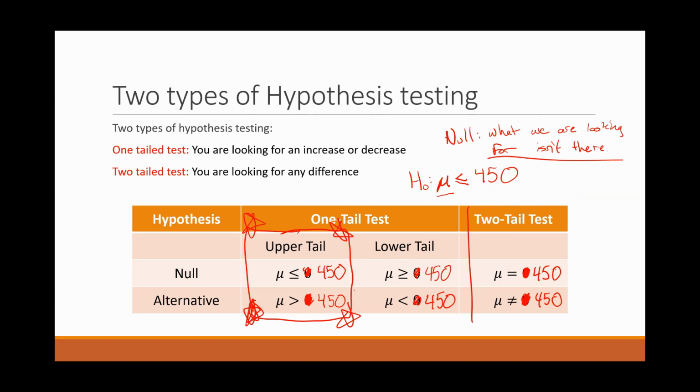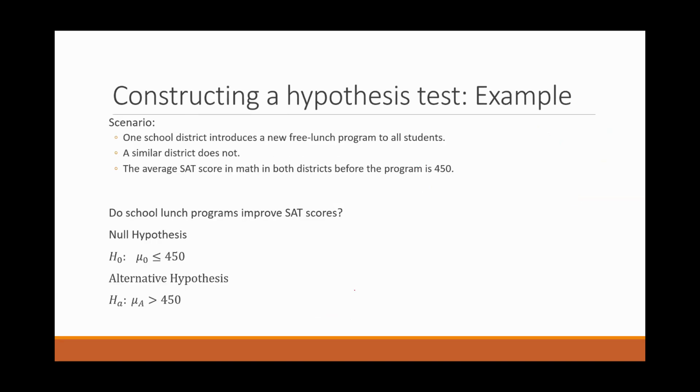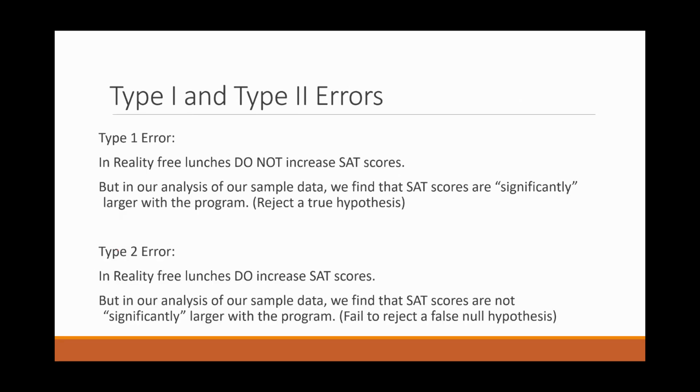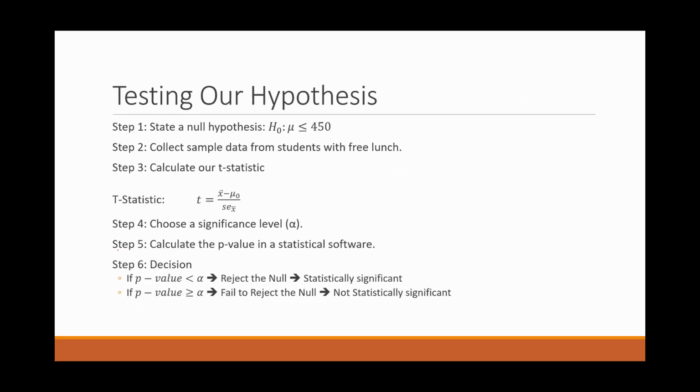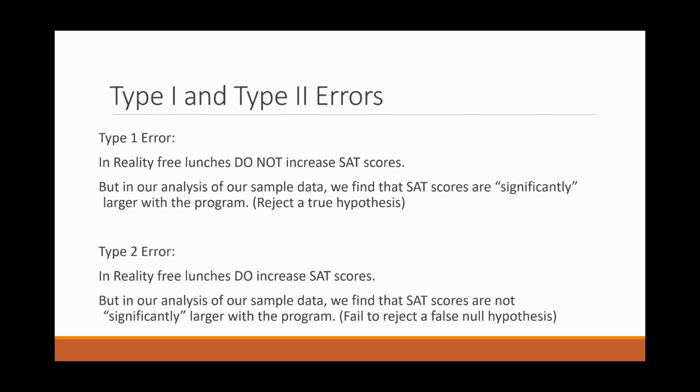Once we've set up our hypotheses, you can see here, there's our hypotheses. We're just going to go through our steps. Now, using this case, I want to explain again what type 1 and type 2 errors are. A type 1 error is, in reality, school lunches do not increase SAT scores, but in our analysis, we reject that null. So let's think about this practically.